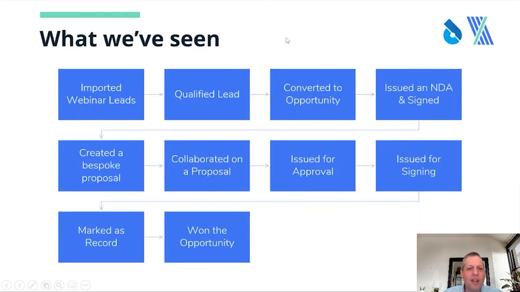So what have we seen? And, you know, we've really smashed through this process in about 40 or so minutes. So we ran our fictitious webinar and we got a whole bundle of leads. Stage 2 was we took that lead and we qualified one and converted it to an opportunity. With opportunity, we felt actually now was the time to put an NDA in place. So we issued that NDA and we did electronic signature for it.